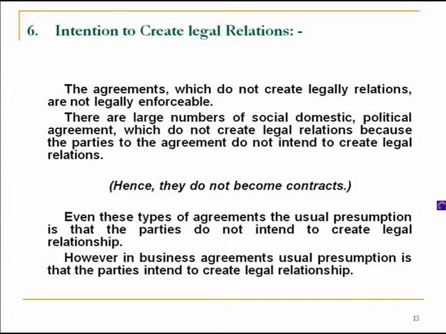So remember, if you require a business contract, you always require an intention to make a legal relation, because contracts create legal obligations and rights on both parties, which means they have to follow the rules. If they are not following the rules, definitely action can be taken against the defaulters. Even in these types of agreements, the usual presumption is that the parties do not intend to create a legal relationship.